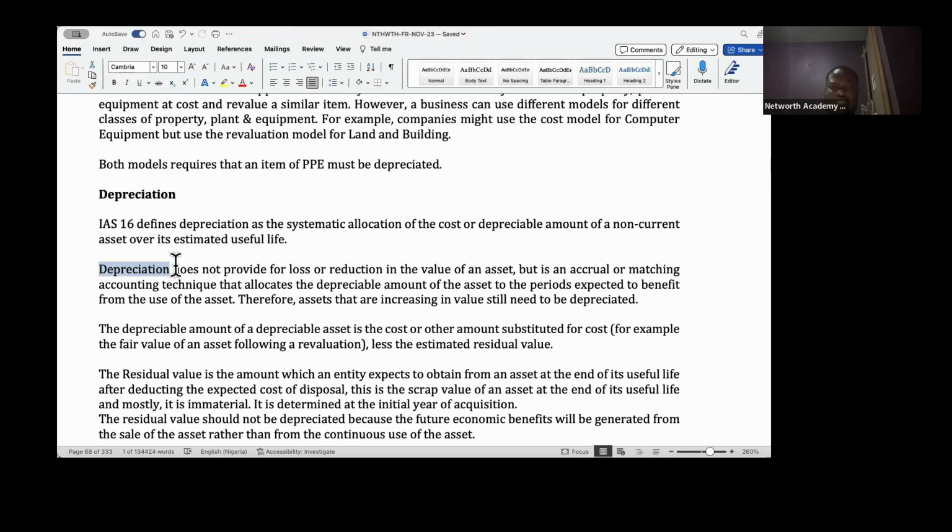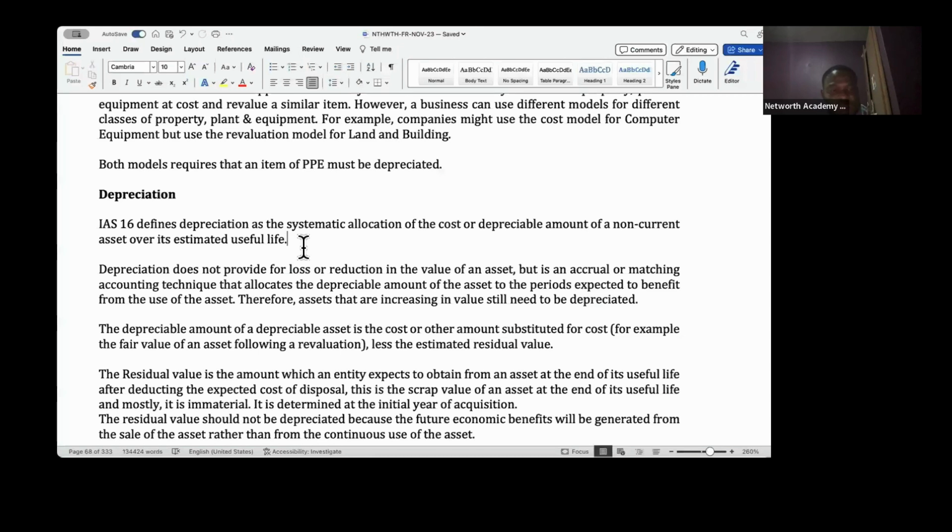So depreciation is nothing beyond a systematic allocation of the depreciable amount, majorly to comply with accrual and matching concept. Depreciation does not provide for loss or reduction in the value of an asset. It's far from it. That is not what it does. In fact, that is not the core of we accountants. I'm not training you to know how to value assets or to know whether there is a reduction in value. That is not our strength. We are just supposed to classify and recognize costs.